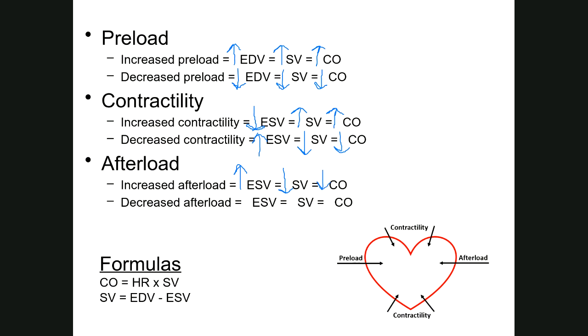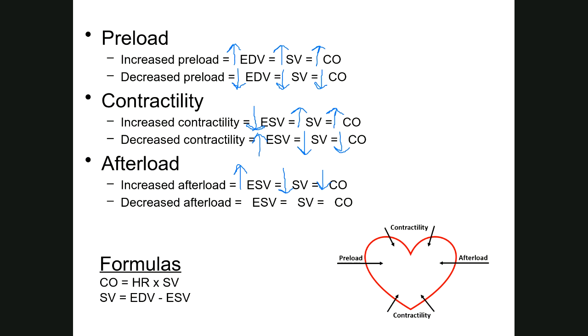So remember, afterload increases with hypertension, with more back pressure on the heart, and you can see one of the effects of increased afterload of hypertension is that we get an overall decrease in cardiac output. So the heart's working harder, but the amount of blood that's actually getting to the tissues of the body to give up oxygen and nutrients to those tissues has actually decreased.